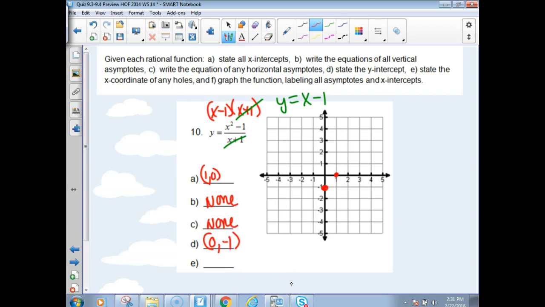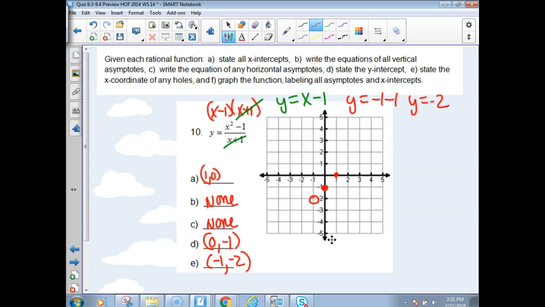And E says state the x-coordinate of any holes. I'm going to ask for the whole point. So it's at negative 1, something. So what if we had to graph this thing? At x equals negative 1, y equals negative 1 minus 1, which gives me negative 2. So at (negative 1, negative 2), we put an open circle.